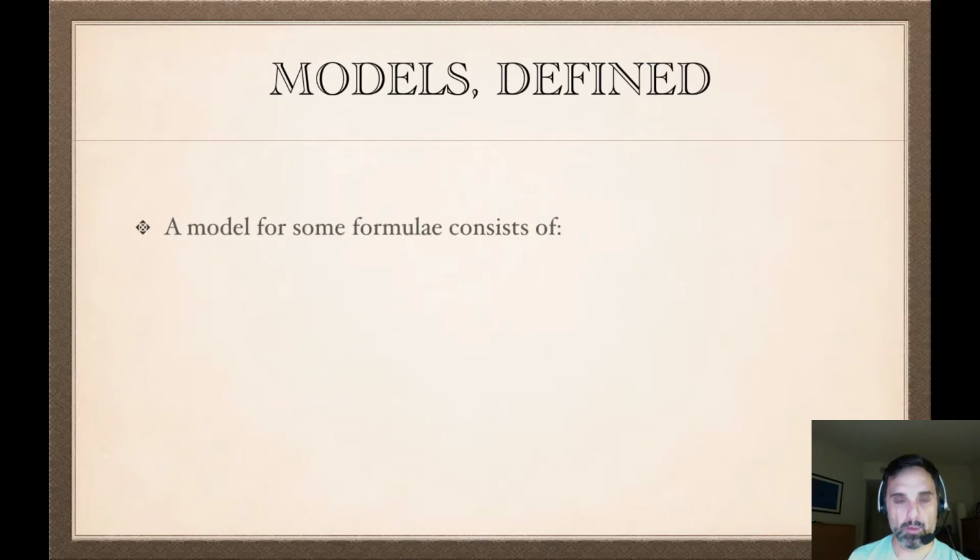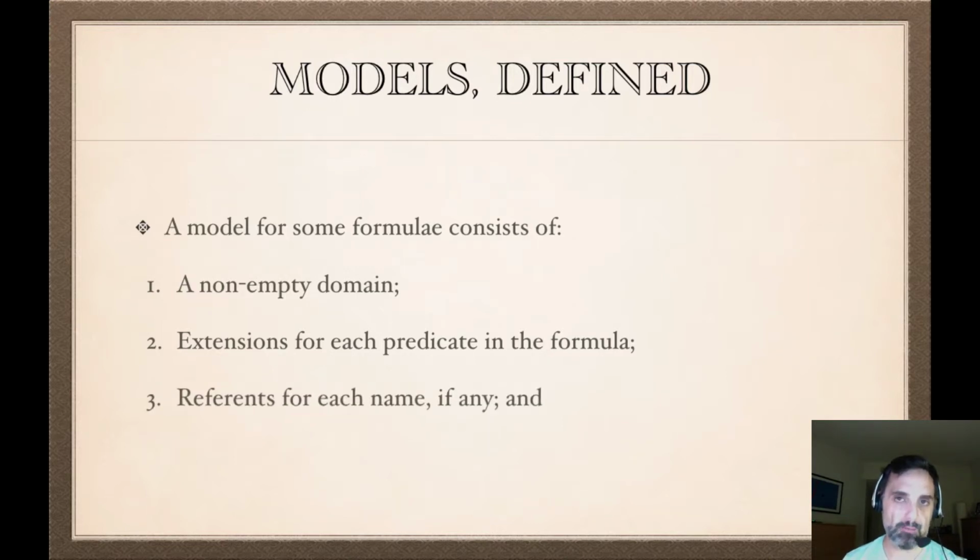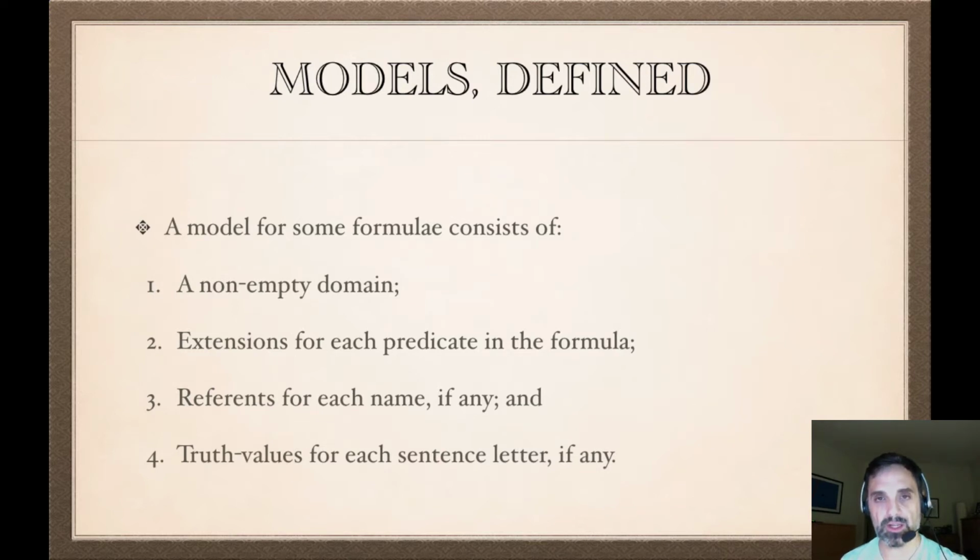So a model then has to have a domain. It has to be a non-empty domain, so there's always at least one object in the domain. It has extensions for each predicate in the formula or formulas. It has a reference for each name, if there are any in the formulas. And it has truth values for each sentence letter in the sentences or formulas, if there are any sentence letters.